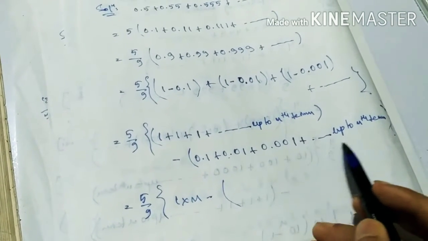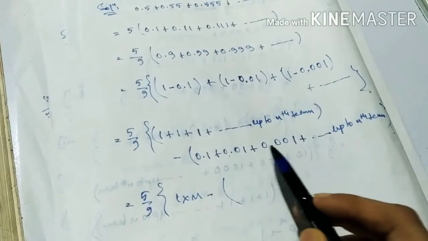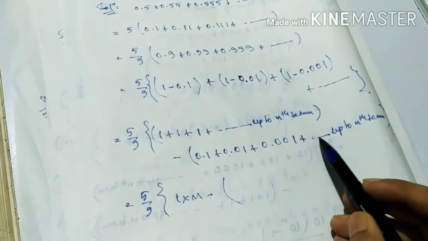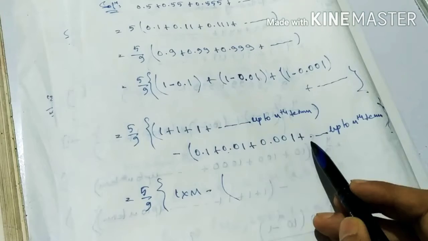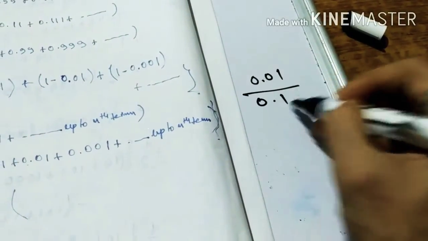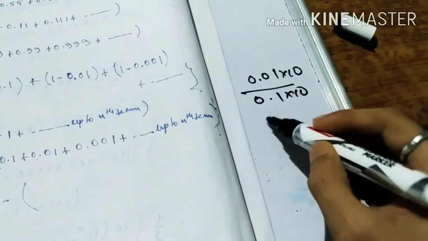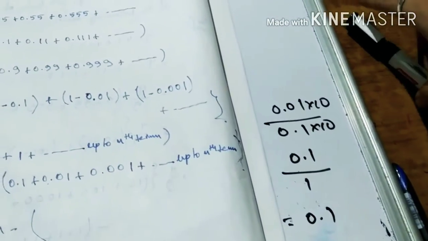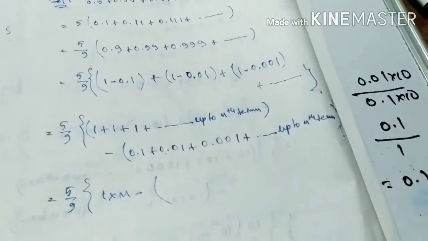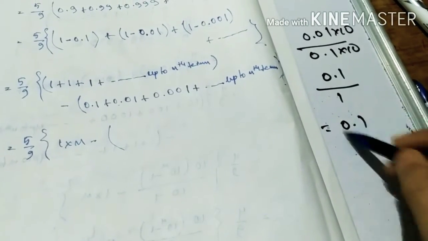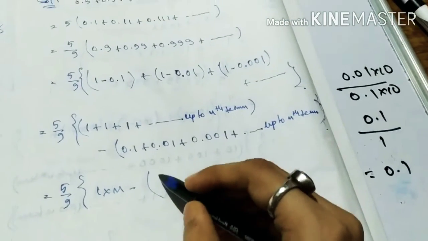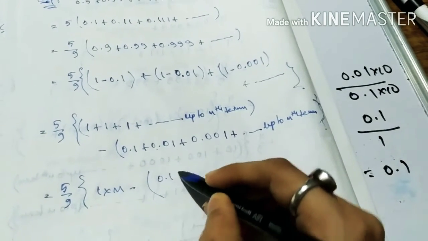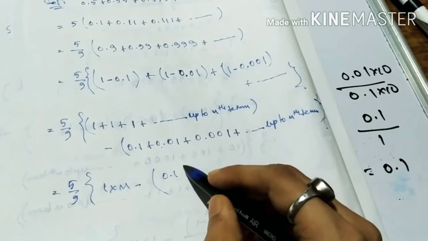Now you see this series is in geometric progression: 0.1 plus 0.01 plus 0.001 plus dot dot dot. Its common ratio is 0.01 divided by 0.1; if I multiply both sides by 10, I will get 0.1 by 1. So the common ratio is 0.1. Understand? The common ratio is 0.1, and 0.1 is less than 1, so here I will use this formula. The first term is our 0.1.